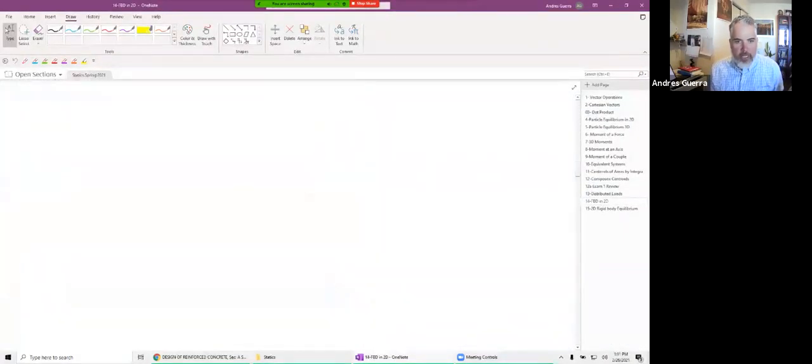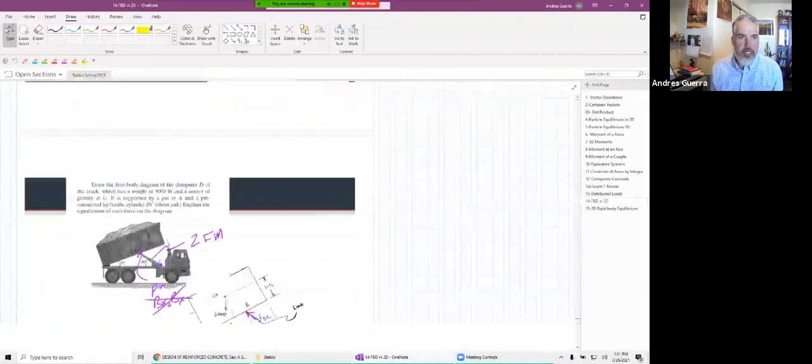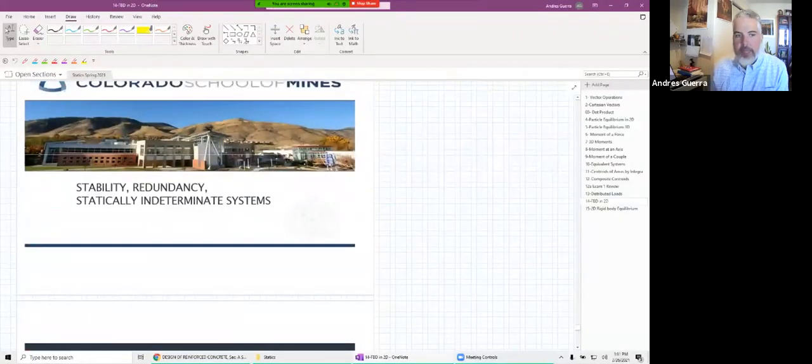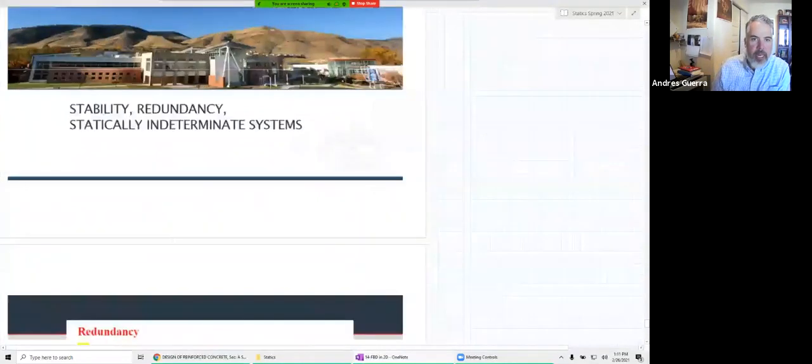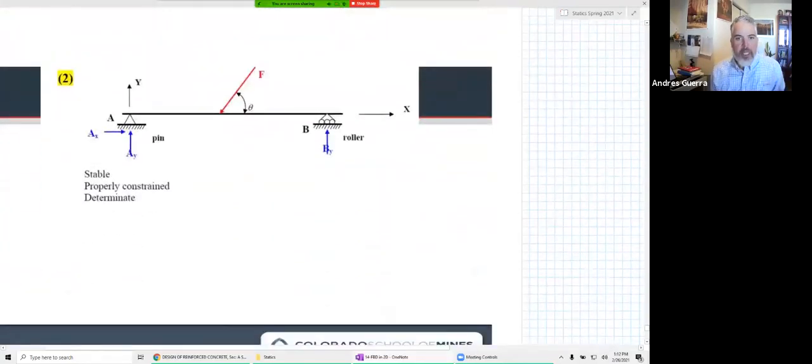There's just one more thing that I want to talk about here very briefly from yesterday. Okay, yeah, this is the static stability, redundancy, and statically indeterminate systems. For example, if we had a system like this that was a roller at A and a roller over here at B, well, that's not stable. That's a skateboard, right? So that's unstable. It's not properly constrained. It is determinate. Determinate just means that we can solve for those unknowns. So we could fix this by adding a pin over here at A. Now it's stable, it's properly constrained, and it's determinate.